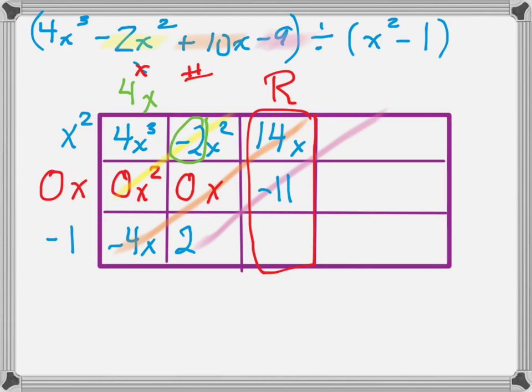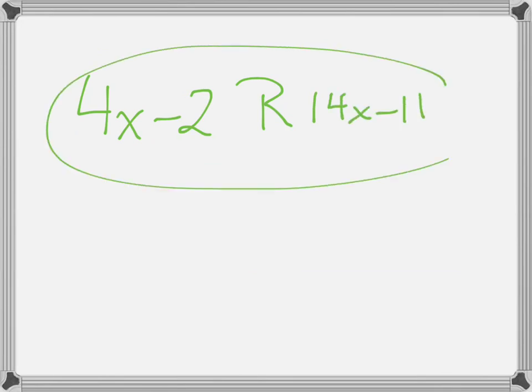And I forgot to check in, what can we factor out of the column before that? Negative 2. So our answer is 4x minus 2 with the remainder of 14x minus 11, and that's your entire answer. I know on the whiteboard you can't highlight, but you can use whiteboard markers to either circle or draw a line behind your diagonals so you can see them.